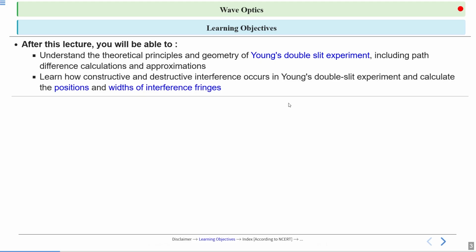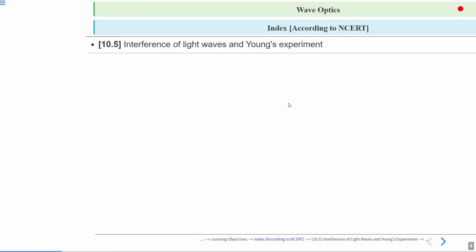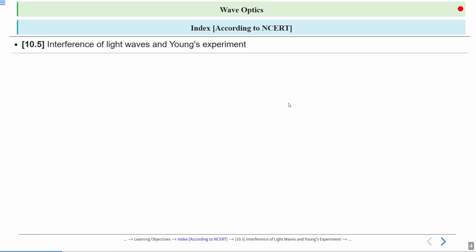Next, we will explore how constructive and destructive interference occurs in this experiment. So you will be able to learn how the constructive and destructive interference occurs in Young's double slit experiment. And you will be able to calculate and predict where bright and dark bands or fringes will appear on the screen. So in this lecture, we are going to cover section 10.5 of NCERT, that is interference of light waves and Young's experiment.